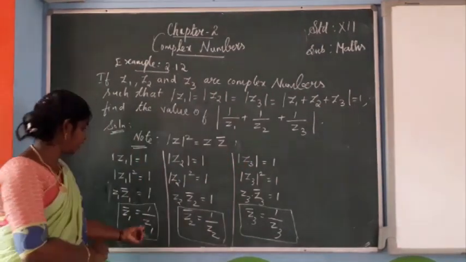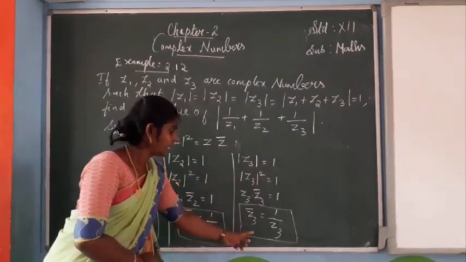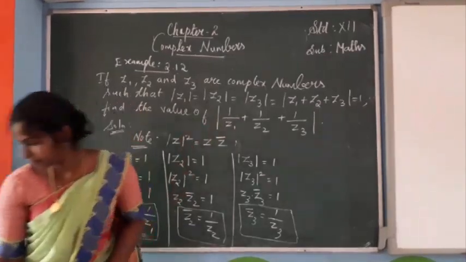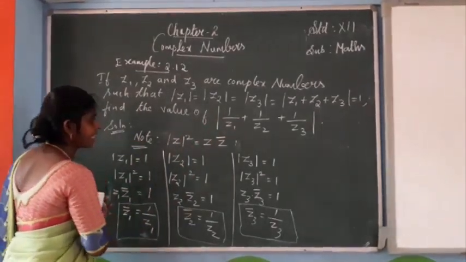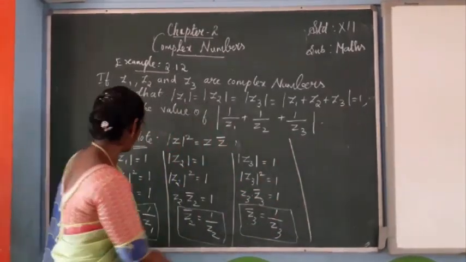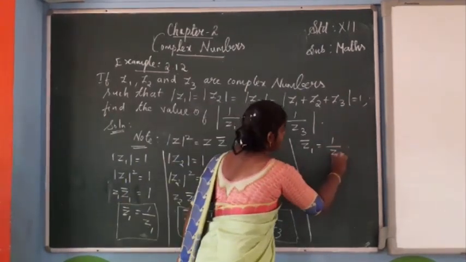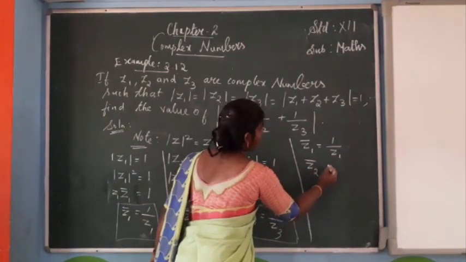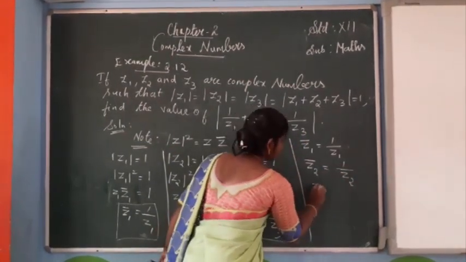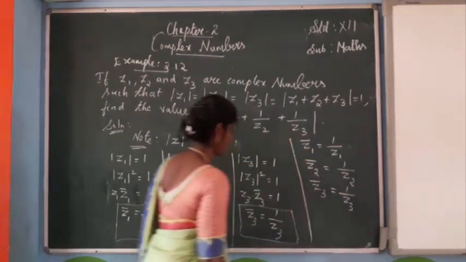So you got 3 values, that is 1 by Z1, then 1 by Z2, then 1 by Z3. Then you have to substitute the values in the given question. On the side we can write, it is easier to find the value. So Z1 bar is equal to 1 by Z1. Z2 bar is equal to 1 by Z2. Z3 bar is equal to 1 by Z3.